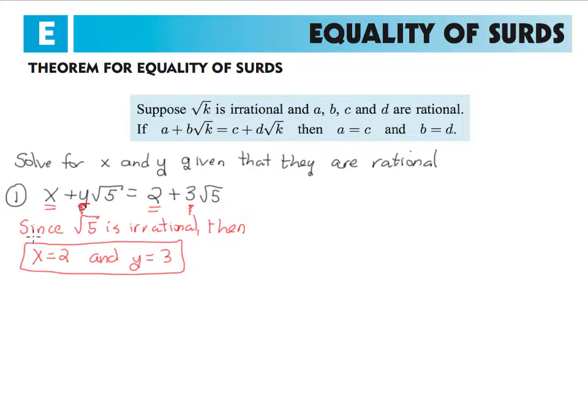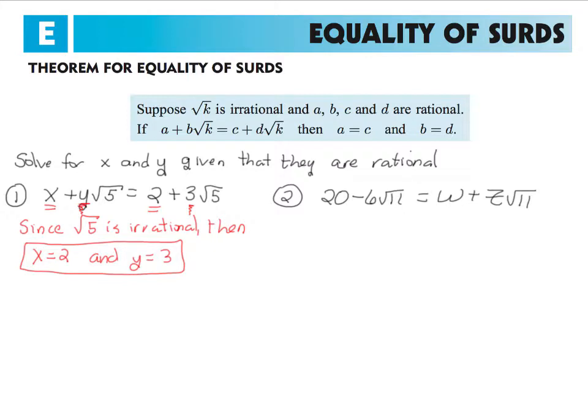I can't stress enough how important it is that you do that first step, that you verify that the radical is irrational. Because if I had replaced the square root of 5 in example 1 with the square root of 4, that would not be true. We would not have x equal to 2 and y equal to 3. So make sure you verify that step first.